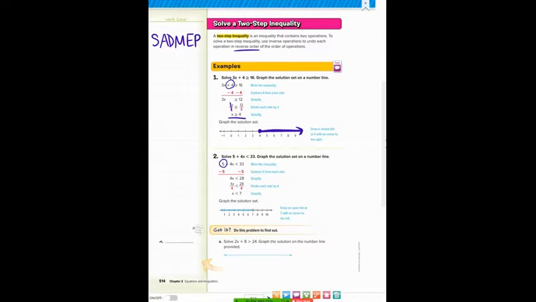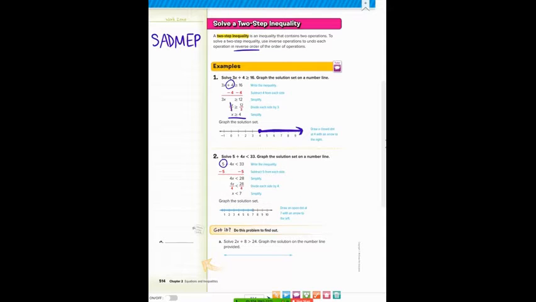We need to do the inverse operation on both sides. The opposite of add is subtract. So let's subtract 5 from both sides. 33 minus 5 equals 28. Bring down your 4x and your inequality symbol less than. Using SADMEP, the next letter would be D, division, but we do not have division. So let's move on to M, multiplication.